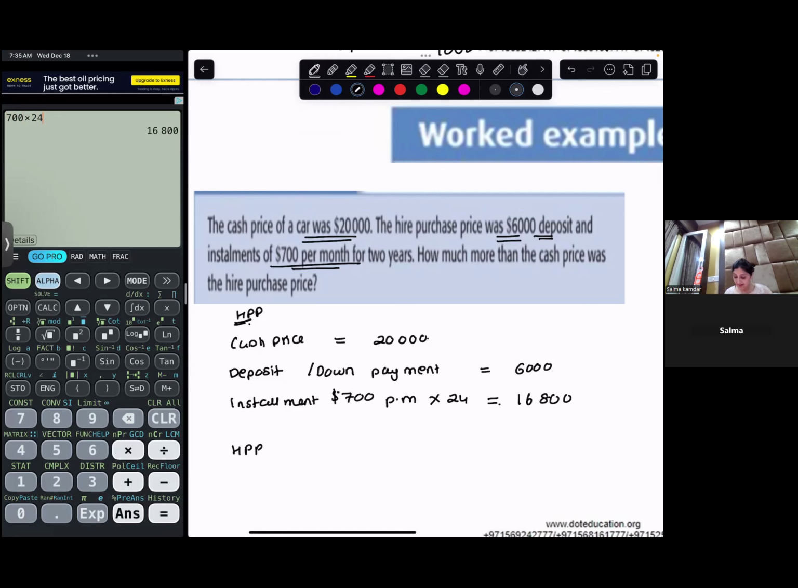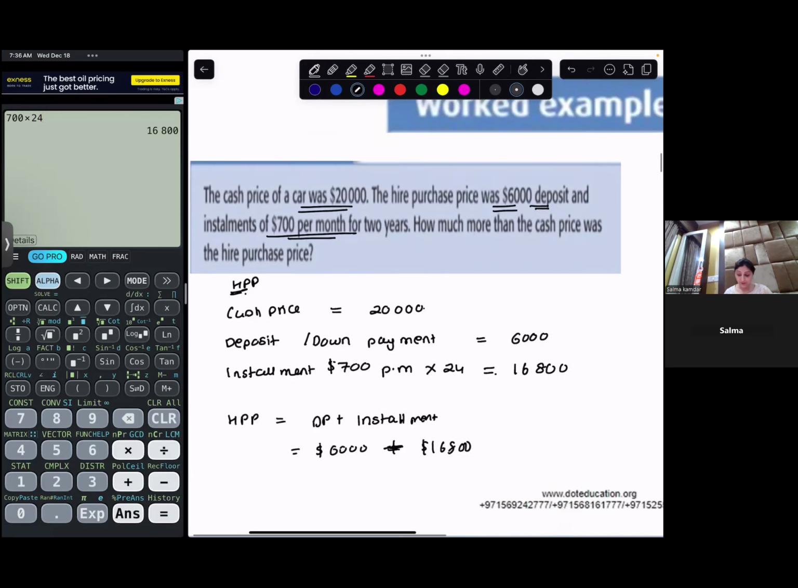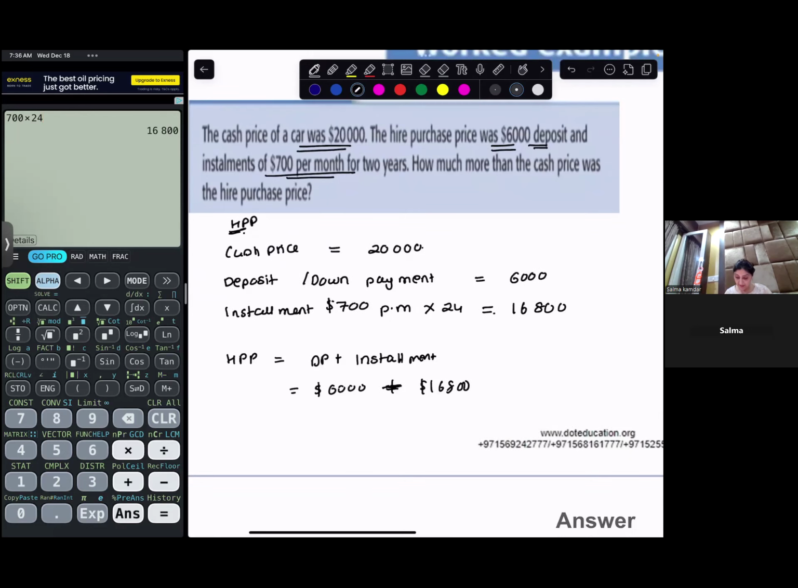Hire purchase price is made up of my down payment plus all the installments. My down payment, or my deposit, was 6,000 and my installments were 16,800. So the total money that I paid was 16,800 plus 6,000. It was $22,800.